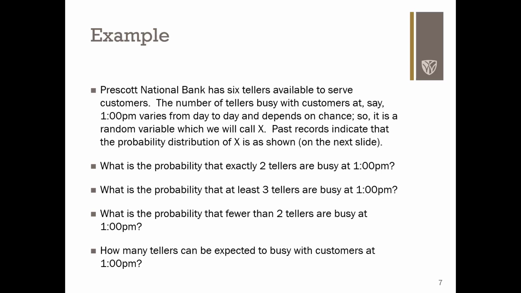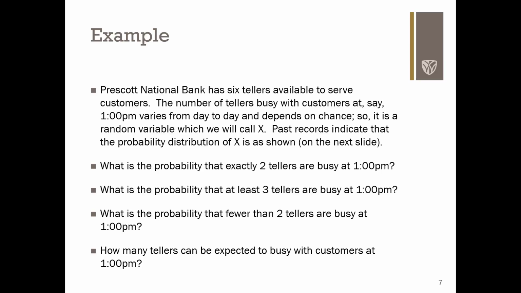And so historically, you've observed the behavior of the customers, you've observed the traffic through the bank, and you might want to try to determine a probability distribution for the number of tellers that are busy with customers at a particular time of the day, say 1 o'clock. It varies from day to day. Certain days of the week the tellers will be busier at 1 o'clock in the afternoon. Other days they will be less busy, just based on different times of the day, times of the week, times of the month, times of the year. And so based on past records, you know what that looks like.